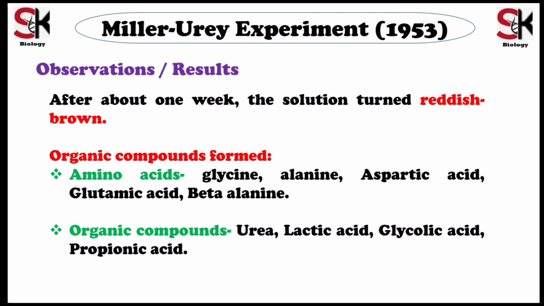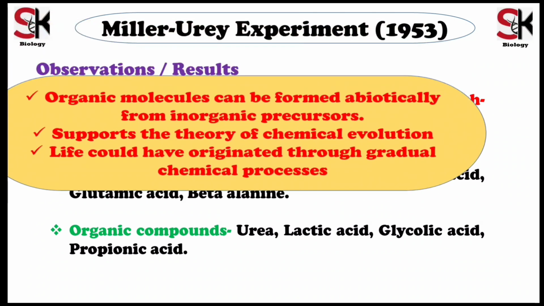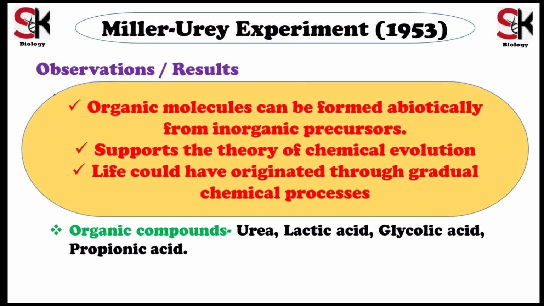This experiment concludes that organic molecules can be formed abiotically, that is, without life. It strongly supports the theory of chemical evolution, and it suggests that life could have originated through a gradual chemical process. In short, the Miller and Urey experiment demonstrated that life's basic molecules could originate from non-living substances under primitive earth conditions.